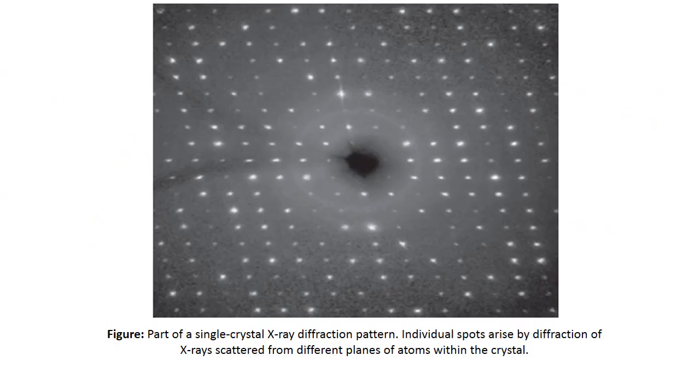You can see this. This is the X-ray diffraction pattern obtained by a single crystal. The individual spots arise by diffraction of X-rays scattered from different planes of atoms within the crystal. You can see the light spots shown in a row; they actually show the atomic positions.